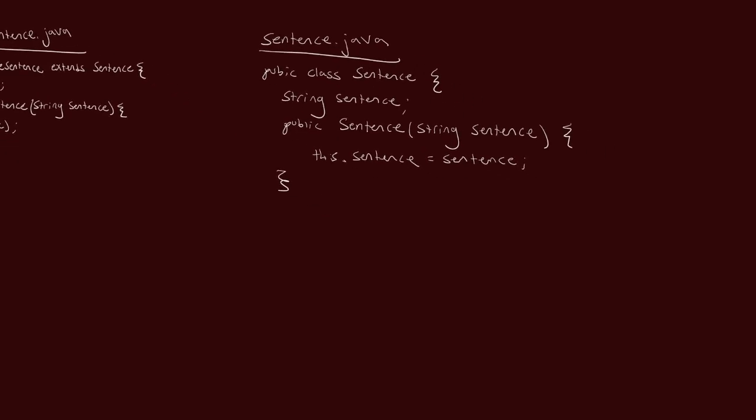Now let's do a method that returns the sentence. So we'll do public string get sentence, and we'll just return sentence.